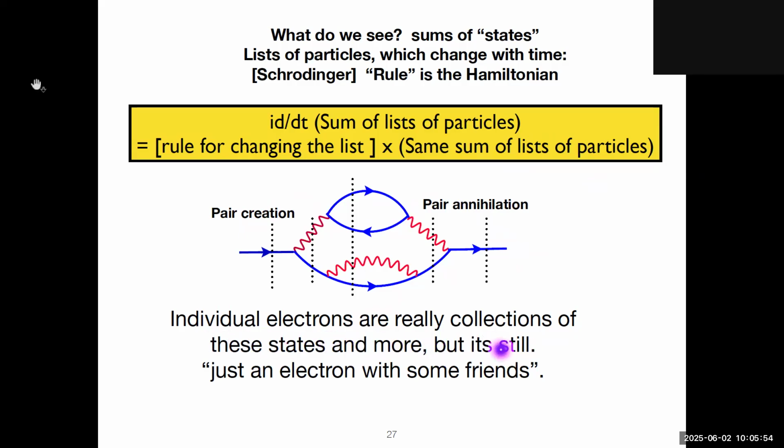And we take away that individual electrons are really collections of just these states and more, but it's still just an electron with some friends. And that's what's going to happen at the EIC. The electron comes in with some friends, and one of those friends makes for a scattering. With that scattering, it will take quarks who are living there with a lot of friends inside a proton, and we'll find out the friends that are closest to them. The friends that are closest to them will be the friends that produce jets and heavy quarks and things like that. Okay. So we'll see how that happens.